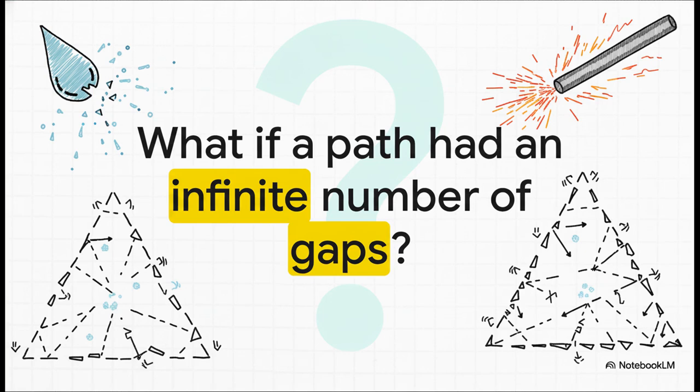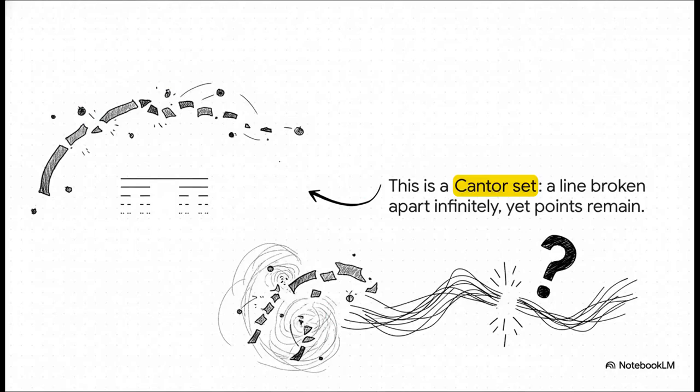You know, we all kind of get how a drop of ink spreads out in a glass of water, right? Or how heat moves down a metal rod. It's smooth, it's continuous, but what if it wasn't? What if the path it had to travel on was just shattered into an infinite number of tiny pieces with huge gaps in between? Well, this is exactly the kind of broken path we're talking about.